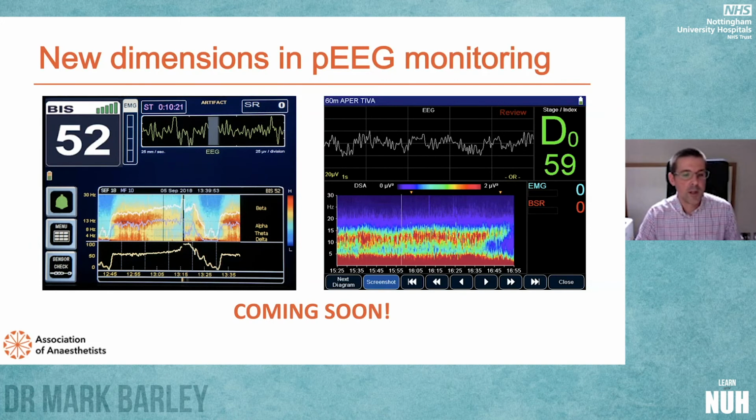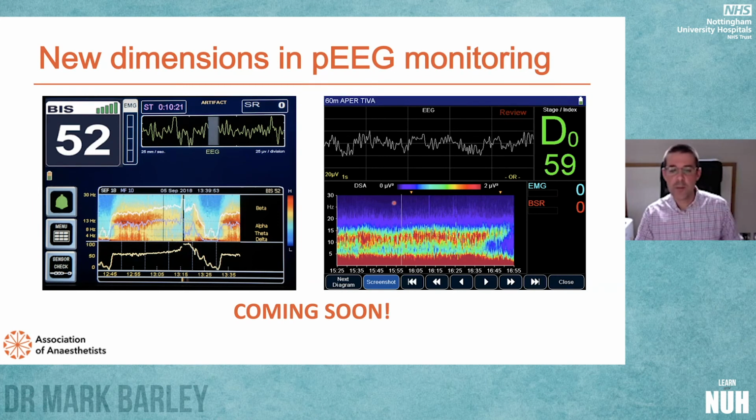We've got this nice colourful display here, which is called a density spectral array. A couple of other parameters called spectral edge frequency and median frequency. Suppression ratio, which is the subject of a third of this talk, is going to be displayed continuously. And this thing here called suppression time is going to count for us how long our patients have spent with a suppression ratio of greater than 1%. And that's actually really very useful.